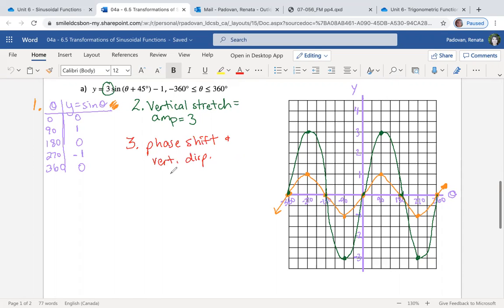So we're going to do a phase shift and a vertical displacement of 45 degrees left, right? And 1 unit down. And then just double check that. 45 degrees, it was positive, so it's left, and it's negative, so 1 unit down, right?